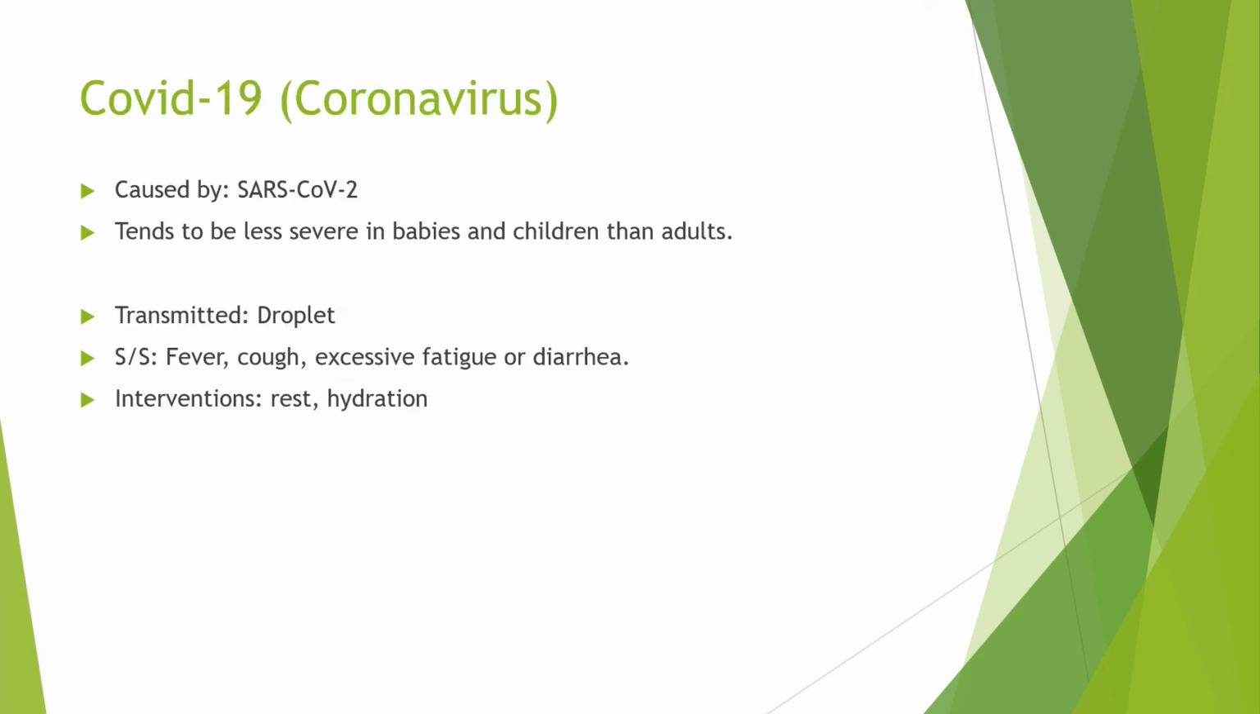We've added COVID-19 in our book now. Coronavirus. I think we all know this one backwards and forwards. We all learned this one together. Tends to be less severe in babies and children. Adults tend to have the worst of it. It's droplet precaution, fever, cough, excessive fatigue or diarrhea.